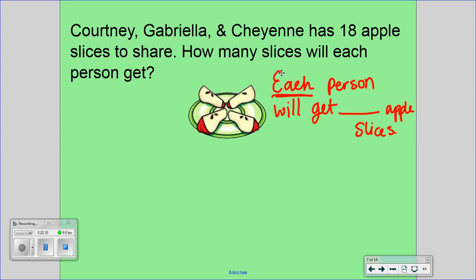Yes? Can we put they shared blank apple slices back again? No. Because how many apple slices did they share? 18. Language is very important with division. You need to know that division is talking about how much one person is getting.